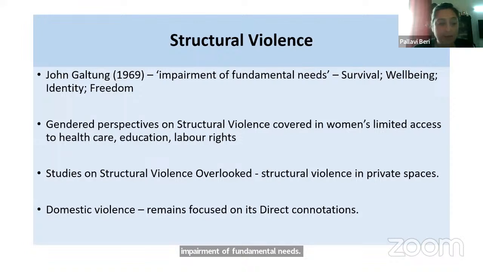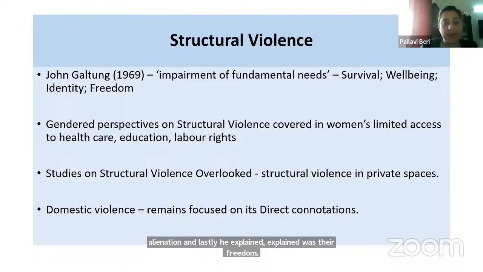One is survival, and a negation of this survival implied death or mortality. Another fundamental need was classified as well-being, and a negation of well-being implied poverty, illness, and misery. Third was identity, and a negation of this implied alienation. And lastly, he explained, was freedom, and a negation of that implied oppression and repression.